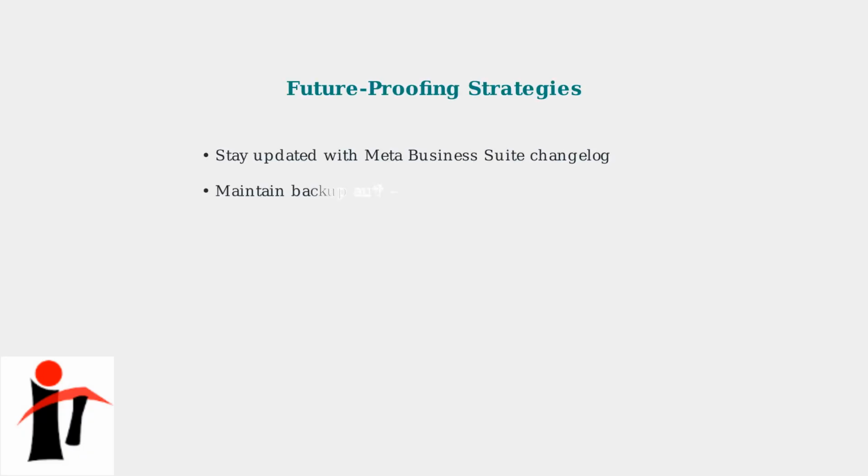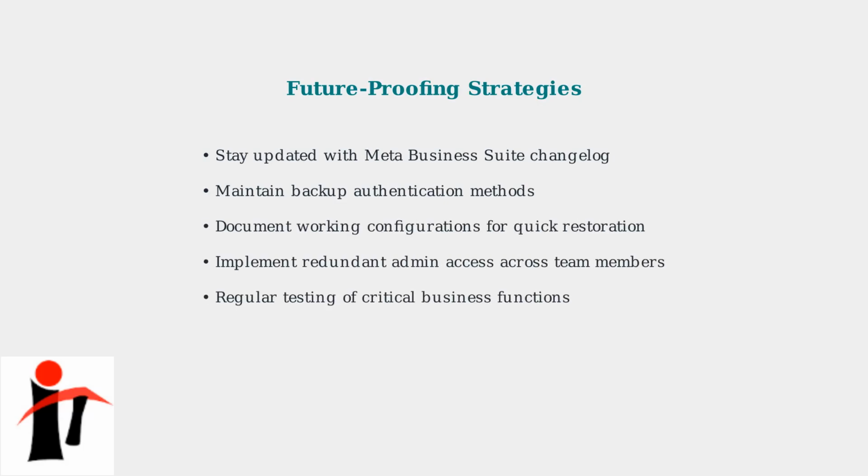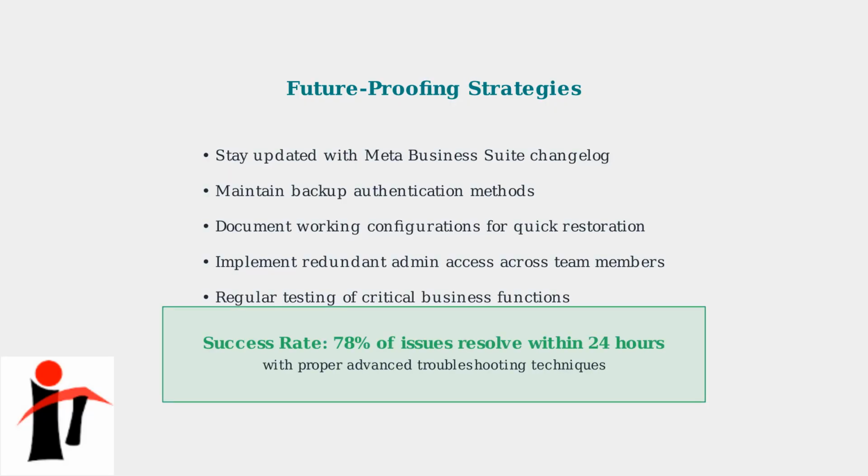Future-proofing your Instagram tagging setup involves staying current with platform changes and maintaining robust backup procedures. These advanced troubleshooting techniques have a 78% success rate for resolving persistent tagging issues within 24 hours, making them highly effective for business continuity.